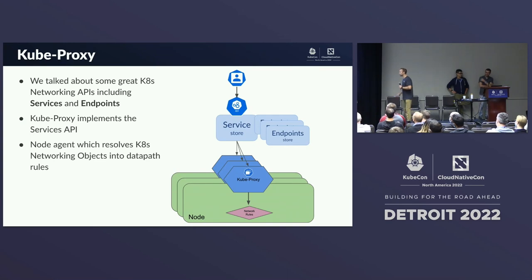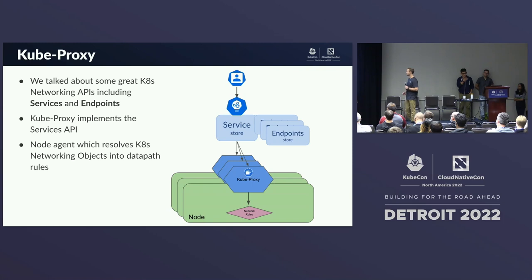So most folks might know this, but kube-proxy is basically an in-tree controller that essentially allows us to take the services and endpoints API that Rob talked about earlier and convert that into per-node data path networking rules. So it is a per-node agent, and it basically allows us to just direct traffic on a node basis. It is pretty stable. It's been in-tree for a long time, and we have a pretty dedicated group of maintainers who make sure it stays up and running.